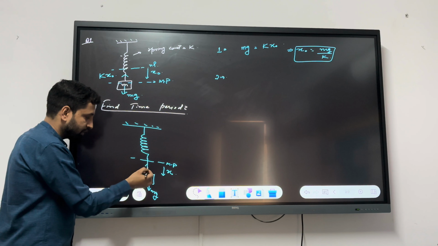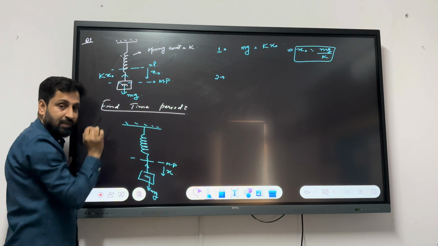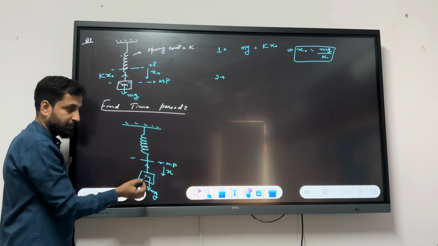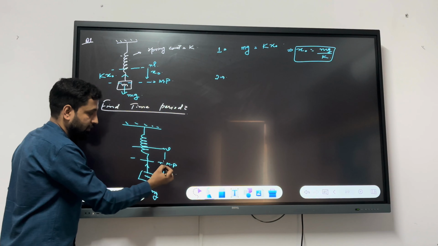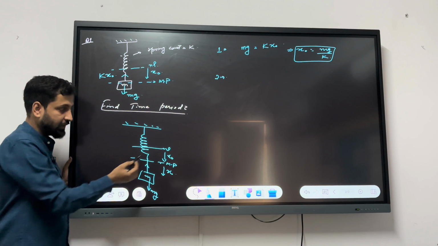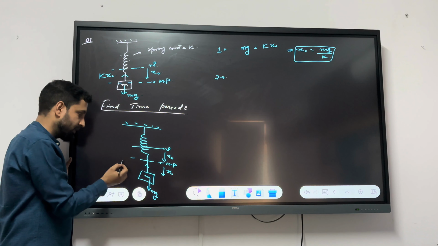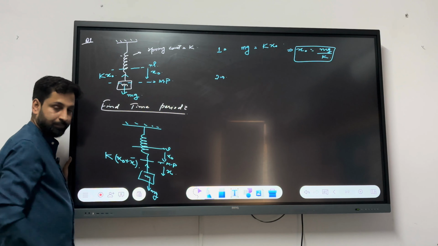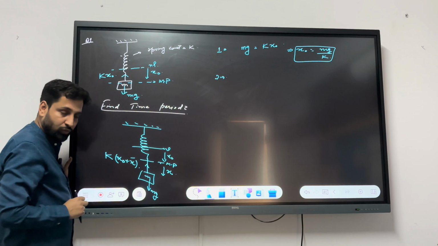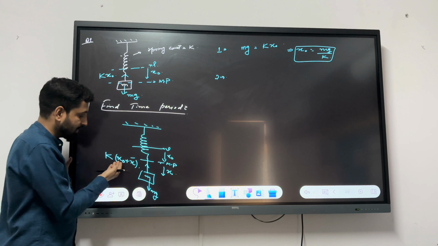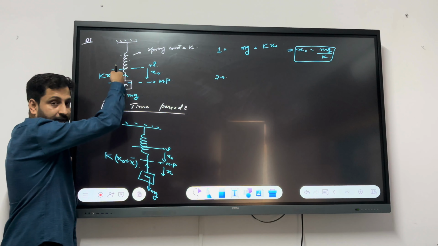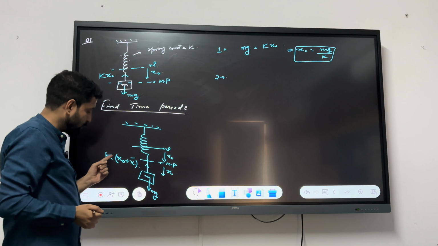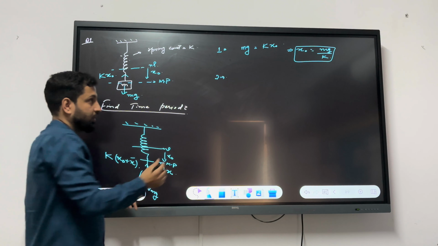Now in the upward direction, from natural length the displacement is x naught, and from this mean position it's x. So the total displacement from natural length is x naught plus x. So the upward force will be k times x naught plus x. Now, are these two forces equal? No. Obviously mg is less than this, because mg is equal to kx naught and this is k times x naught plus x. So we can say F net is equal to k times x naught plus x minus mg.